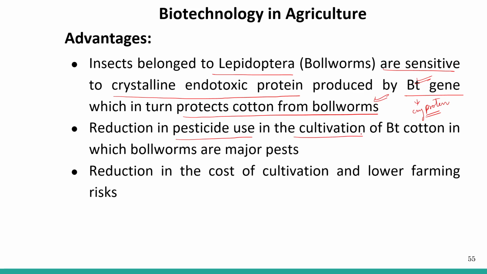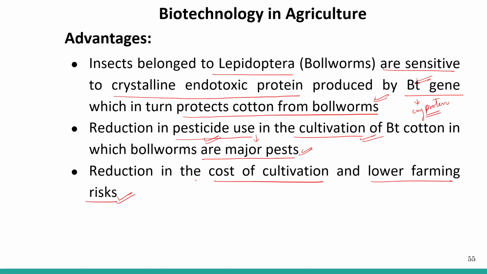Reduction in the pesticide use in the cultivation. So when there is a control of pest by using this particular variety of the cotton, there is no use of pesticide. Why use this pesticide? Reduction in the pesticide use in the cultivation of the BT cotton, in which bollworms are the major pests. We can reduce the use of pesticides because they are easily controlled by this particular variety of cotton.